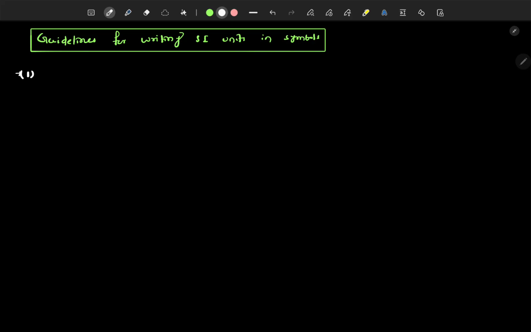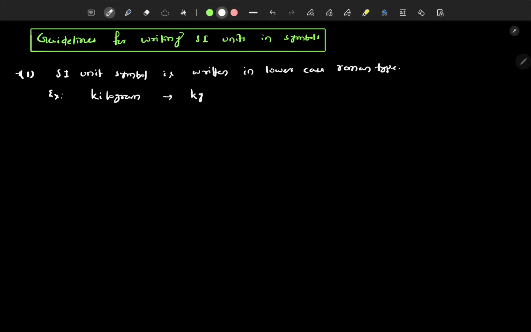First, standard units or SI unit symbols are written in lowercase Roman type. That means, for example, you can understand easily after the example. Kilogram is the SI unit of mass. Its symbol is small case g. So this is your lowercase Roman type. Small case g is lowercase Roman type. I hope it is clear.